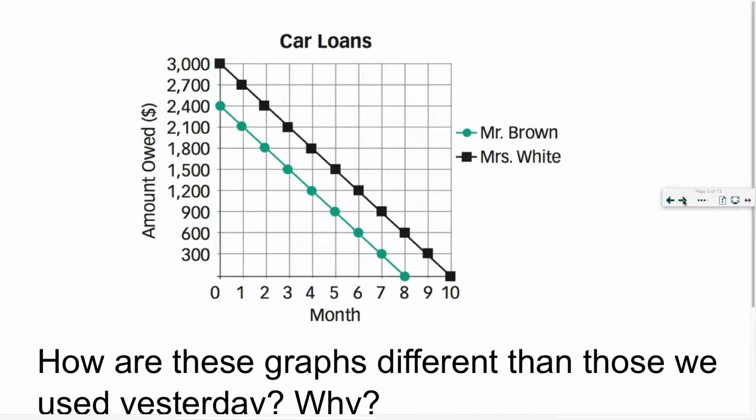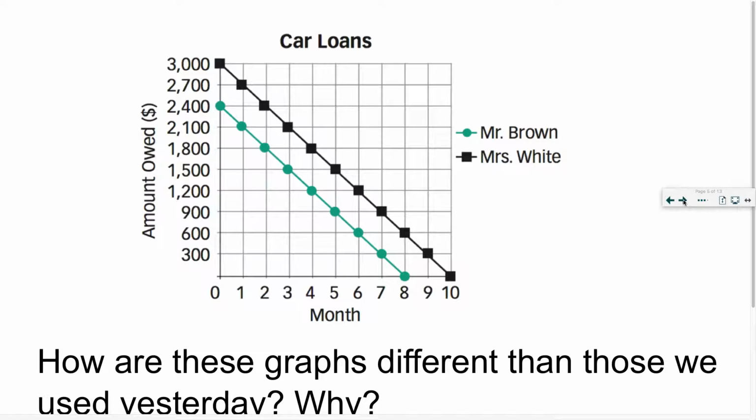Okay, so here we have our graph. We have Mrs. White in black, and then we also plotted Mr. Brown in green. So how are these graphs different than the trees that we did yesterday? How is this different? One is going down faster than the other. No, we're comparing to the trees from yesterday. Like remember we plotted the diameter of the trees. They're on the same graph. Okay, so we did put these on the same graph yesterday. They were separate. What do you notice about the actual graphs themselves?